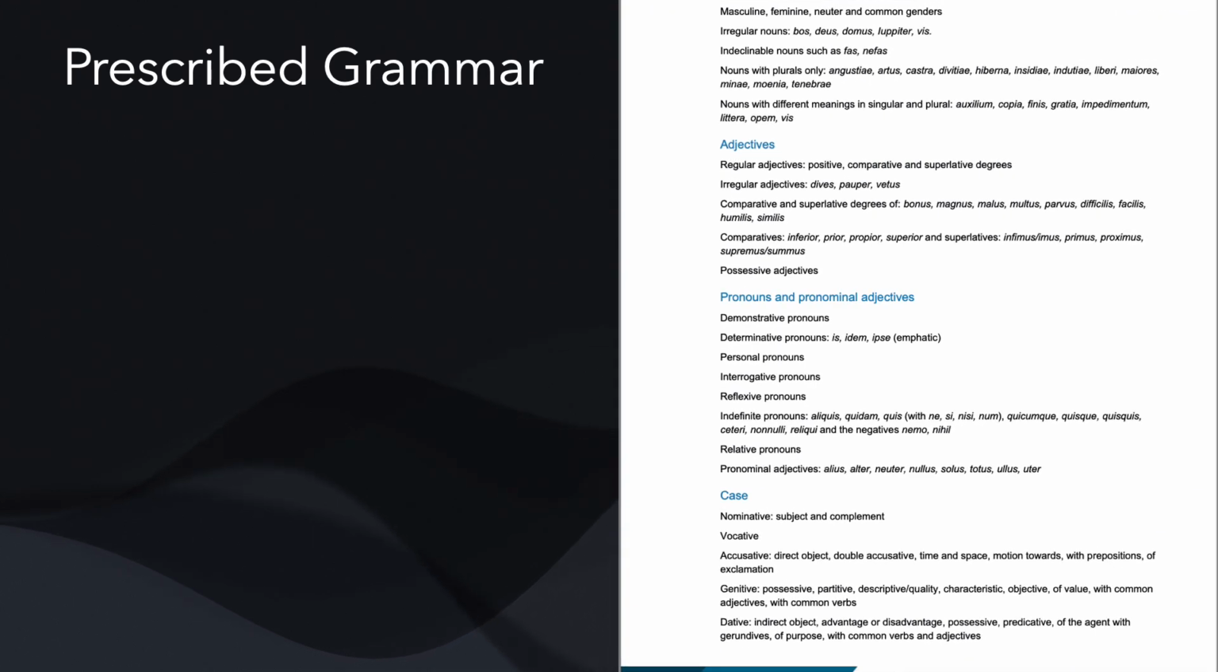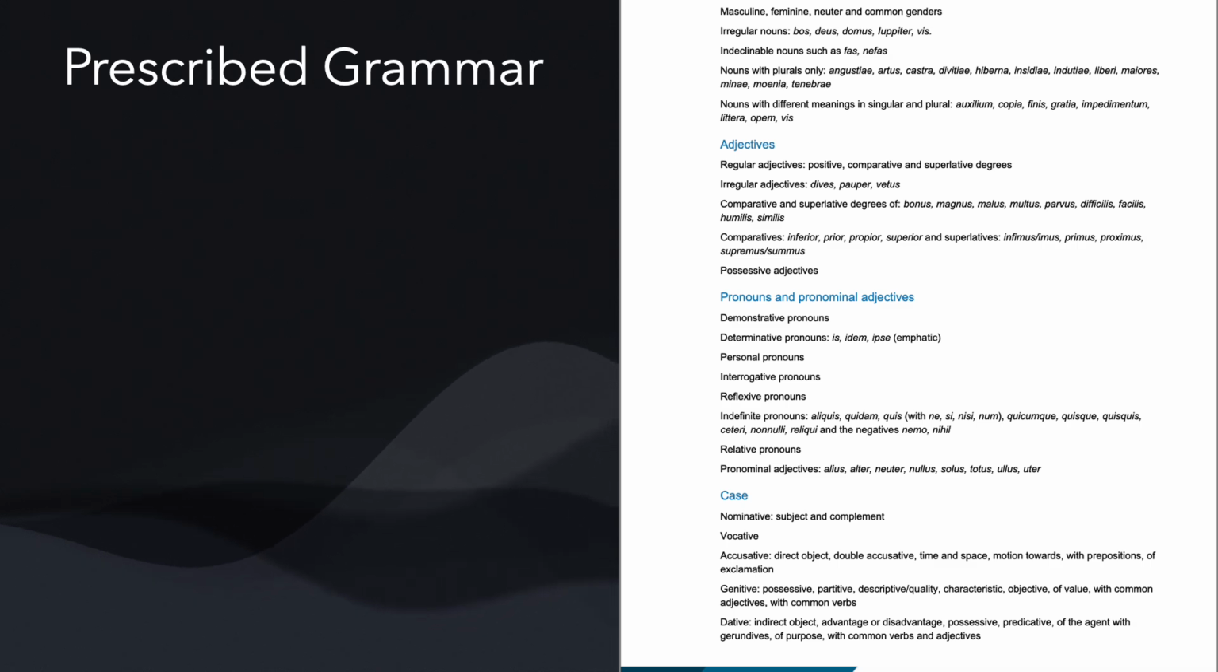Again, most of these terms should be reasonably familiar to you. Under adjectives, you might not be used to the term comparative. Positive is just the normal base form of the adjective. Then you've got comparative, more, and superlative, most. A possessive adjective is just a word like meus, my, or tuus, your, etc.